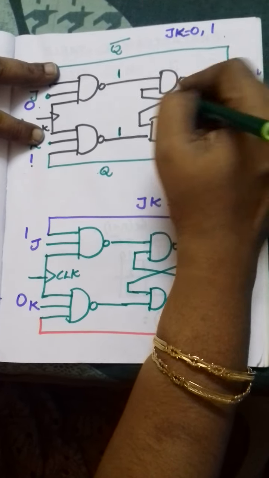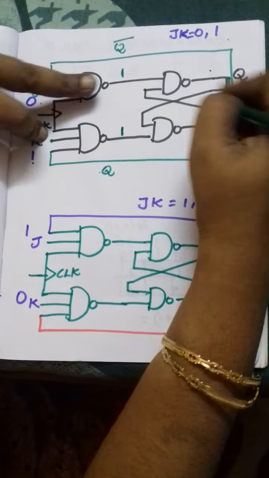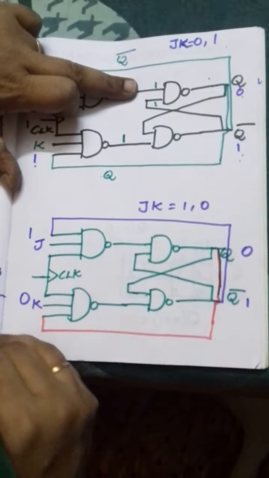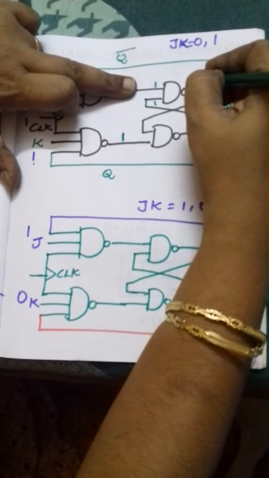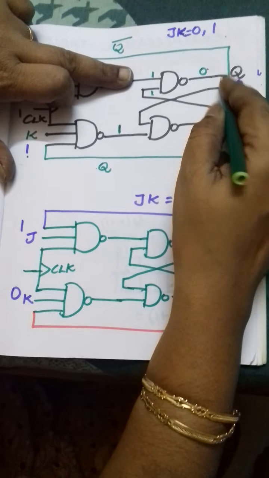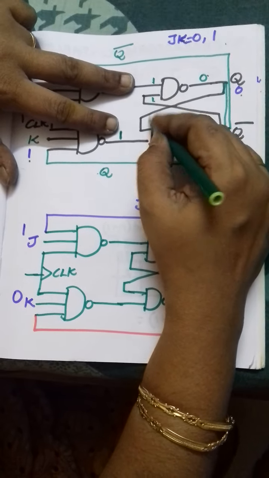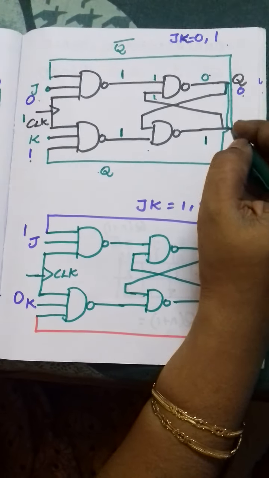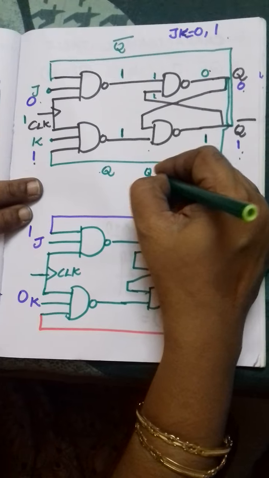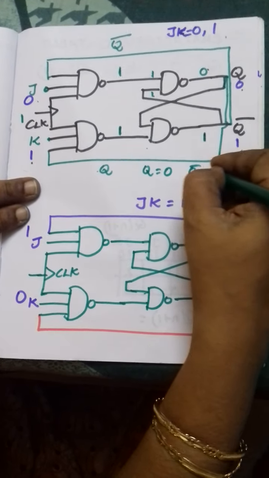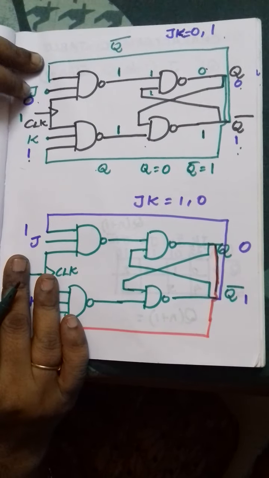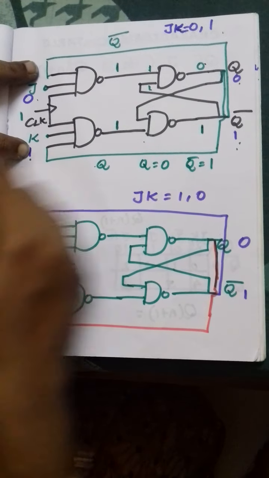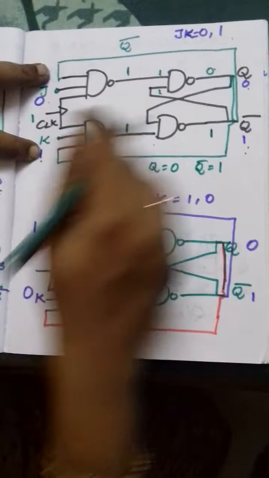Now look at 1 and 1. So the output will become 1 over here, and 1 is also coming over here. So 1, 1. Look at the NAND gate: 1, 1, so the output is 0. Here 0 and 1. If any input is 0, output will be 1. So you will be getting 1. Now the output Q is 0 and Q bar is 1. So what did you understand is when J is 0 and K is 1, the output Q is again 0. Just look at the Q alone.